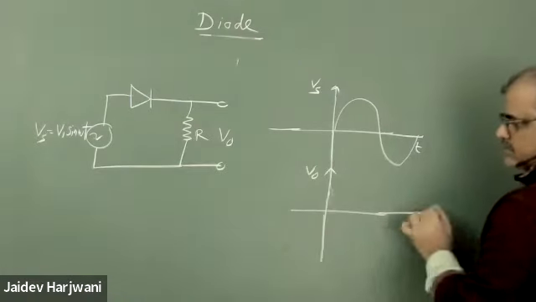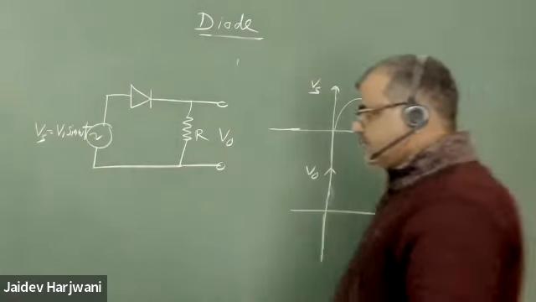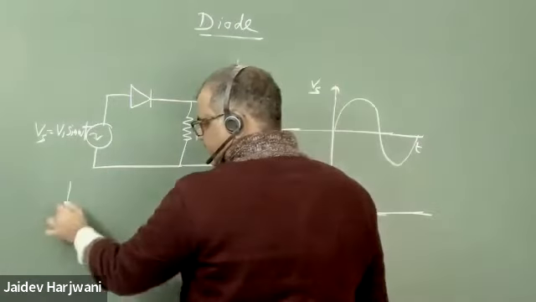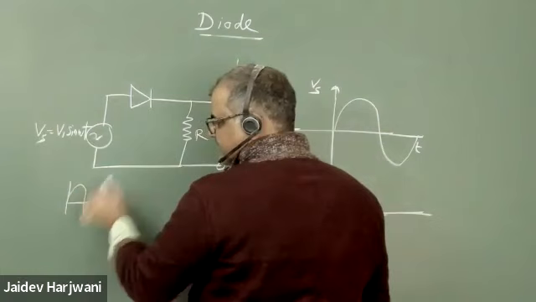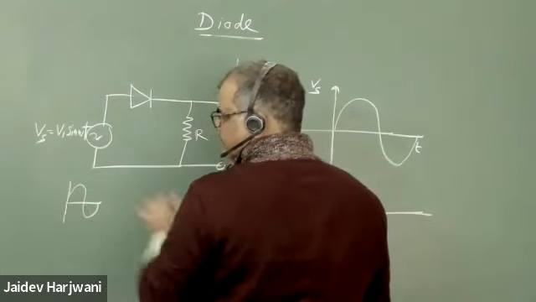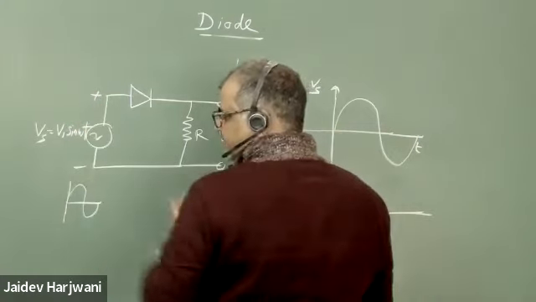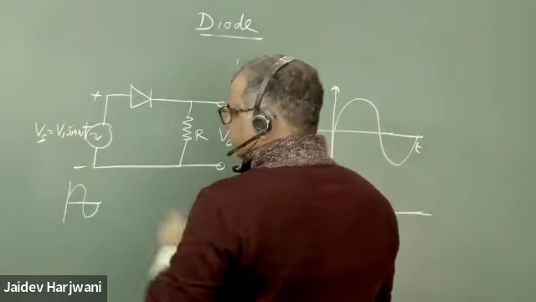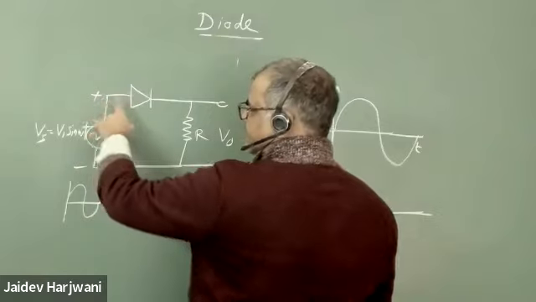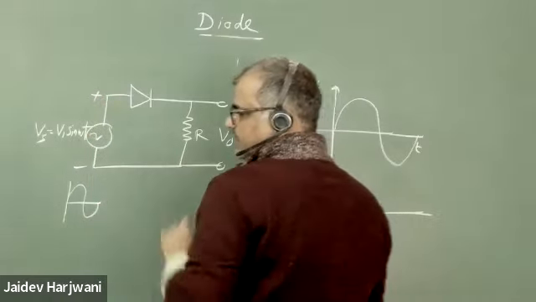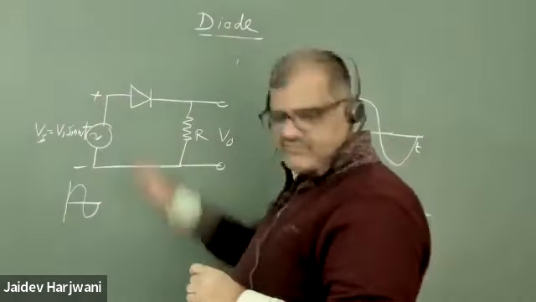Now this is a sinusoidal curve, so that has a positive cycle as well as a negative cycle. What is meant by the positive cycle? In the positive cycle, this terminal will be plus and this terminal will be minus. When this terminal is plus, will my diode be in forward bias or reverse bias?